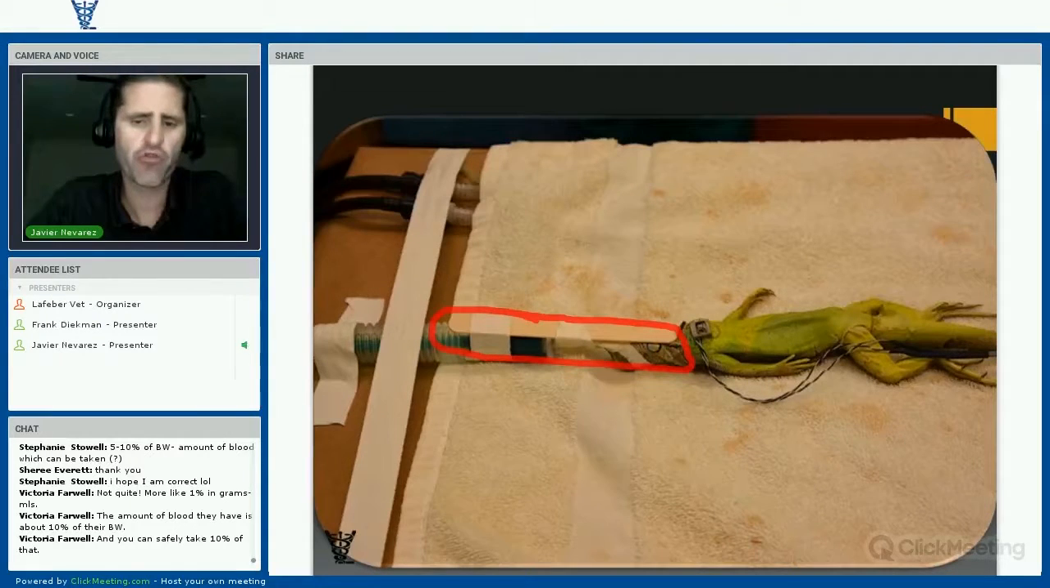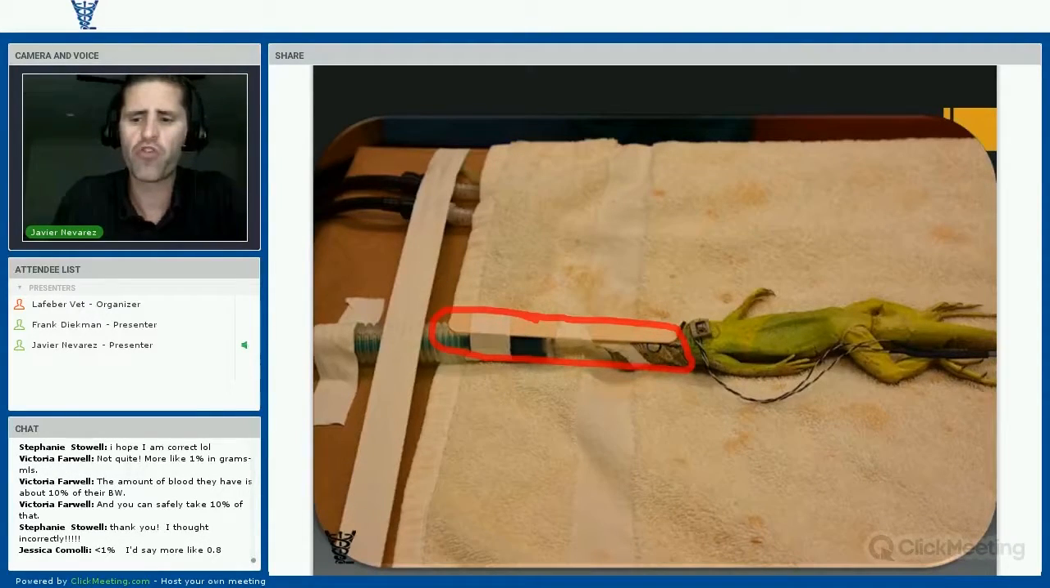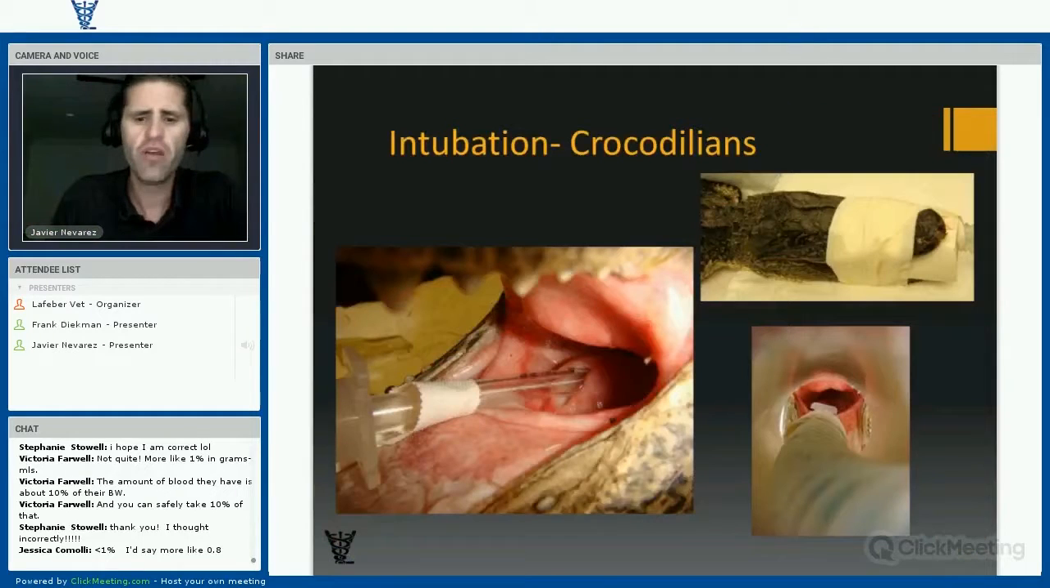And that avoids the issues with that endotracheal tube getting kinked, getting obstructed, and you're losing your patient because you're actually not ventilating them when you thought you were. So that's something really, really important to keep in mind with these tubes.